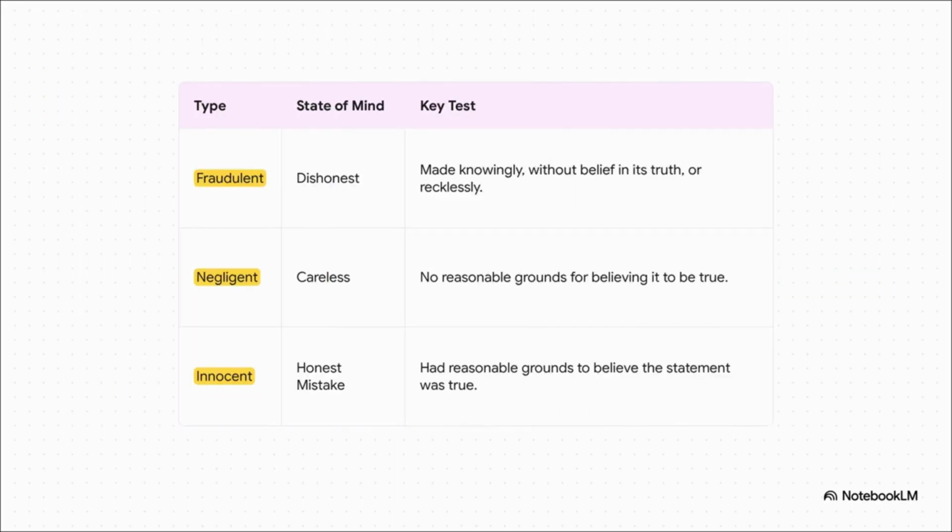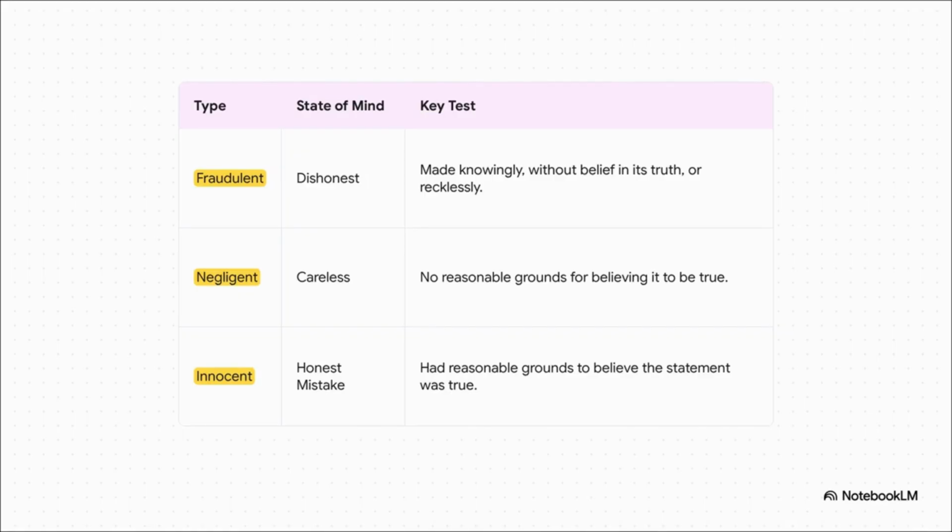Here they are, the 3 types. First up is fraudulent, which was defined in the case of Derry v. Peek. This is the most serious one. It's basically a lie, made knowingly or just recklessly, not caring if it's true or false. Second is negligent misrepresentation, which comes from the Misrepresentation Act 1967.